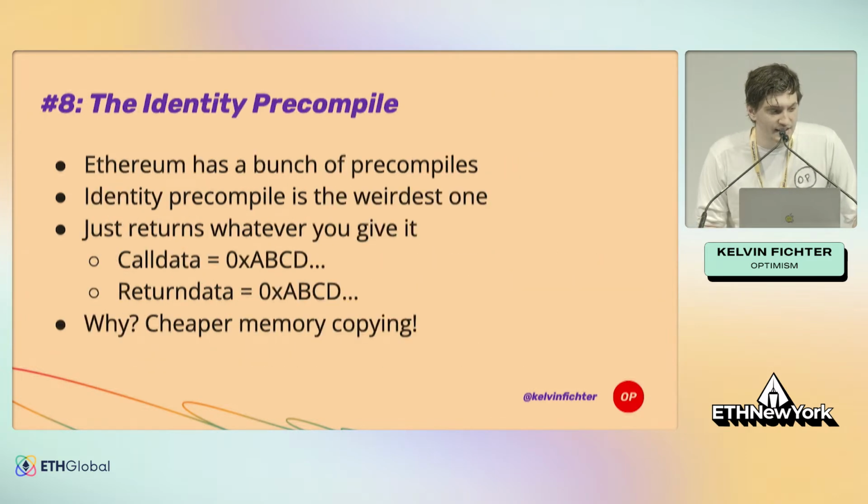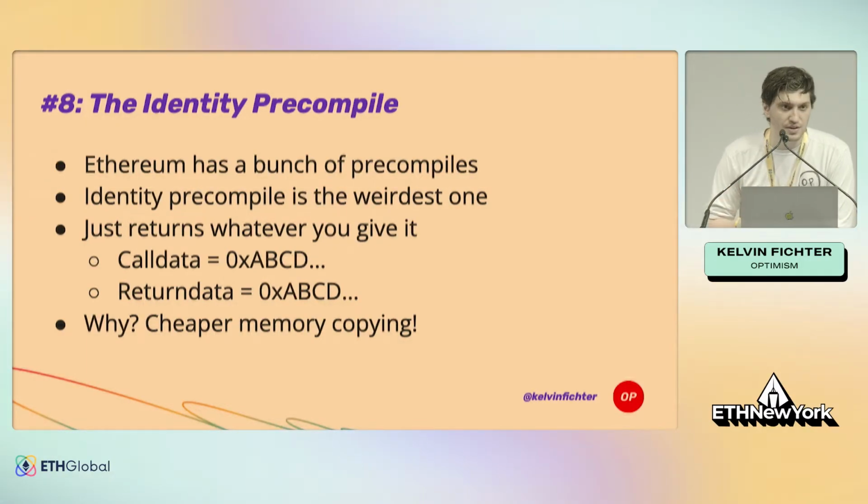All right, the identity precompile. Ethereum has a bunch of precompiles. They're pretty cool. The identity precompile is probably the weirdest one. It's located at 0x00000 blah, blah, blah, 4. And all it does is return whatever you give it. So if you give it some call data, it's going to return that call data to you, which sounds really useless and mostly is really useless. But it is useful in certain cases if you want to gas golf for copying lots of memory.